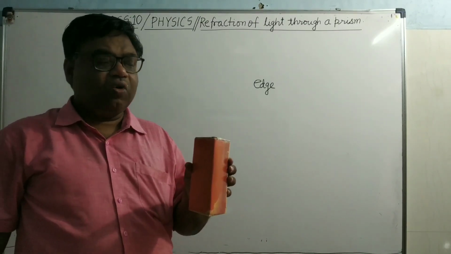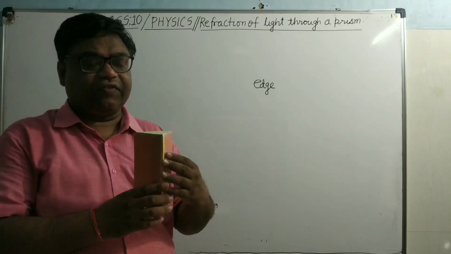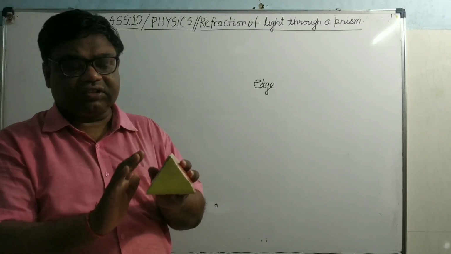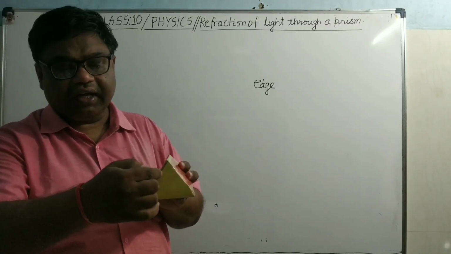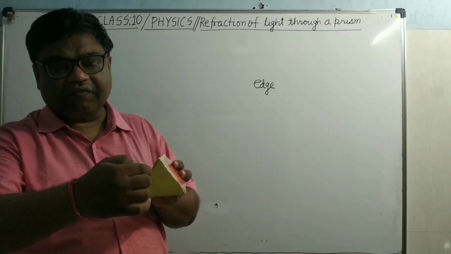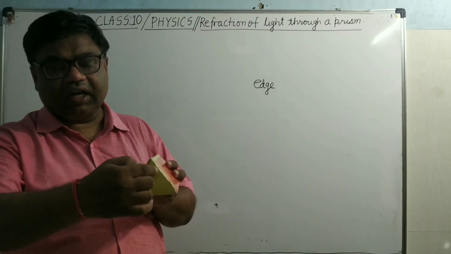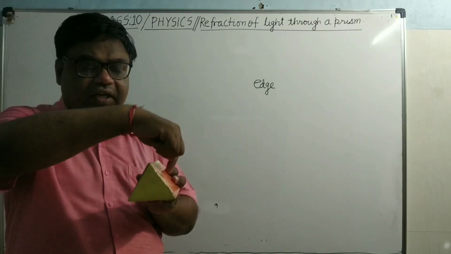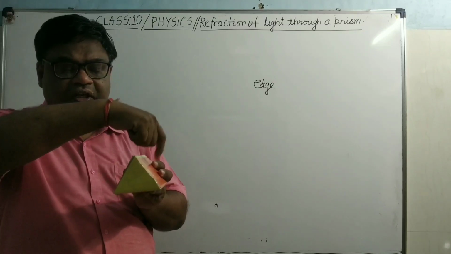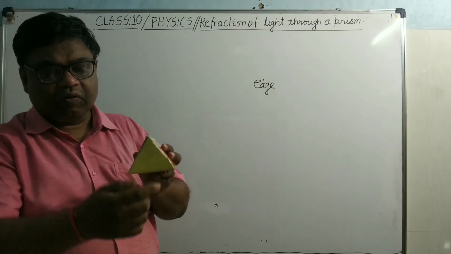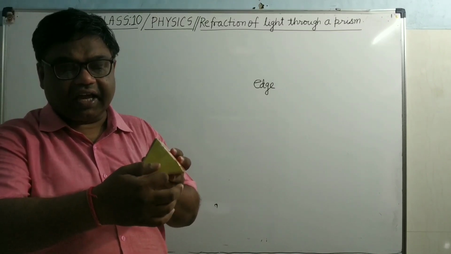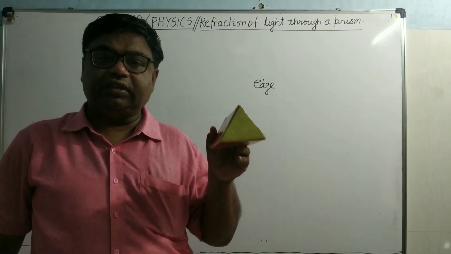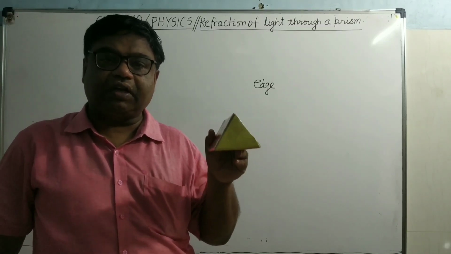Now the angle between any two refracting faces. Suppose one refracting face is this, the other is this. So what will be the angle? It will be this angle. This will be the refracting angle. It is known as the angle of prism. If light enters from this face and comes out from this face, the refracting angle is this angle. The angle between the refracting surfaces is known as the refracting angle or angle of prism, denoted by the symbol capital A.